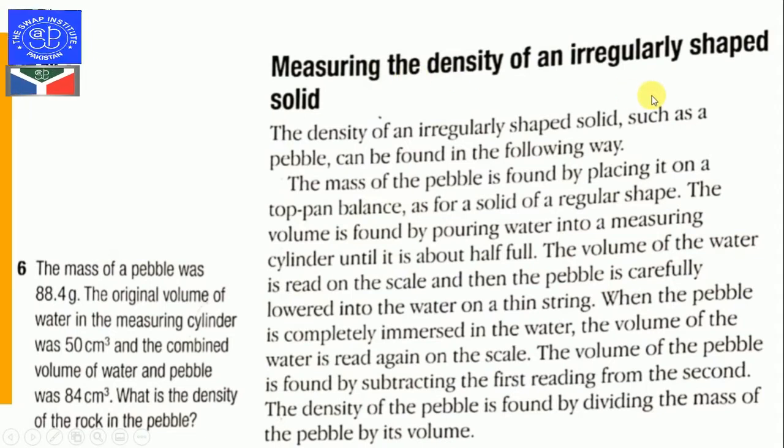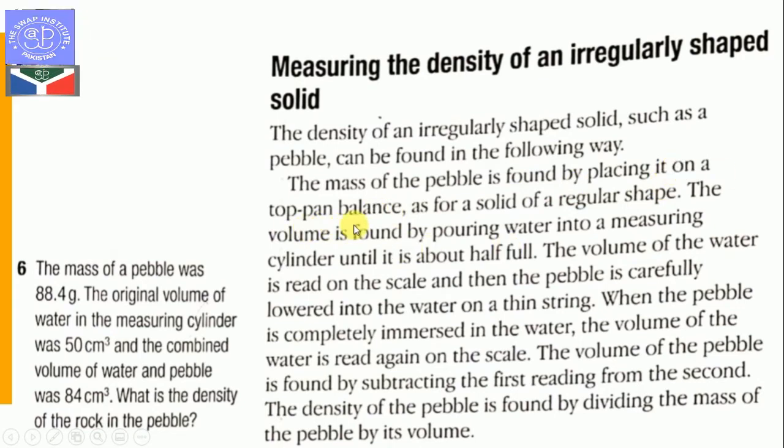Measuring the density of an irregularly shaped solid. The density of an irregularly shaped solid such as a pebble can be found in the following way. The mass of the pebble is found by placing it on a top pan balance.